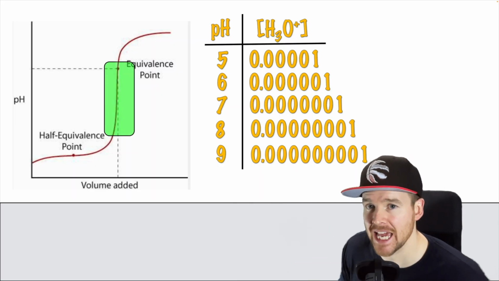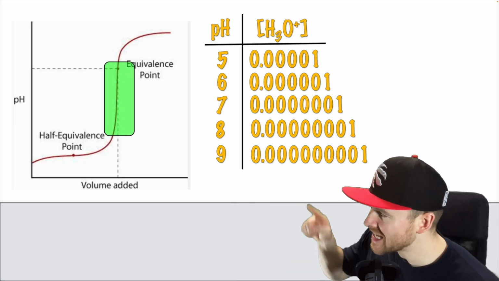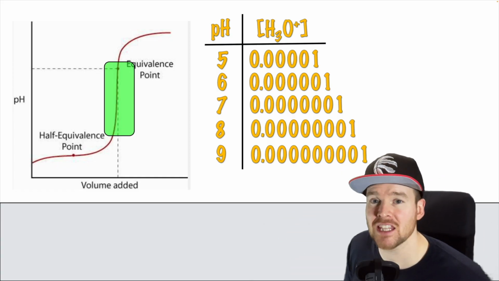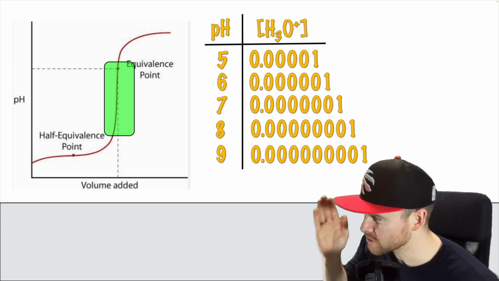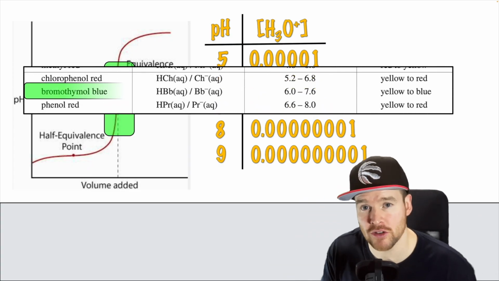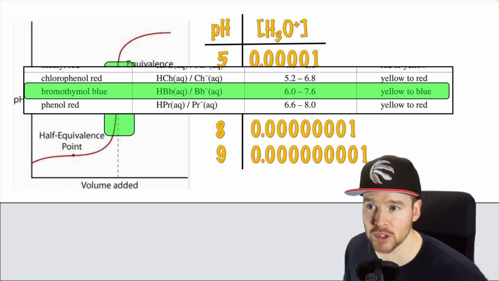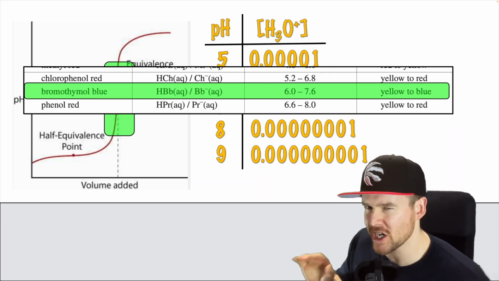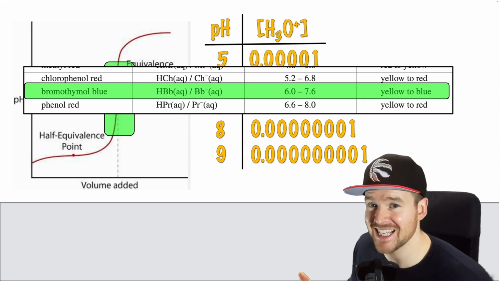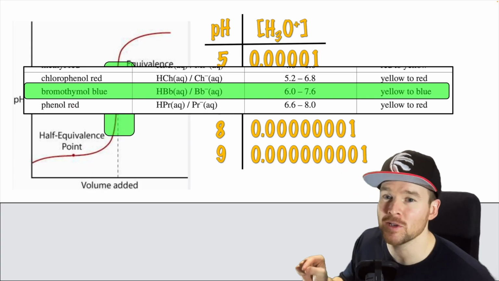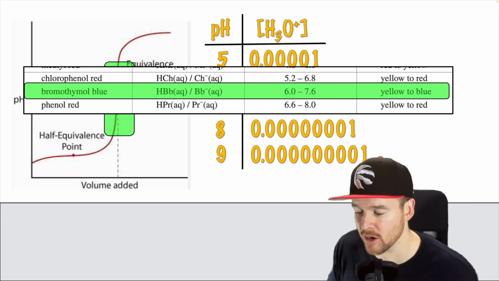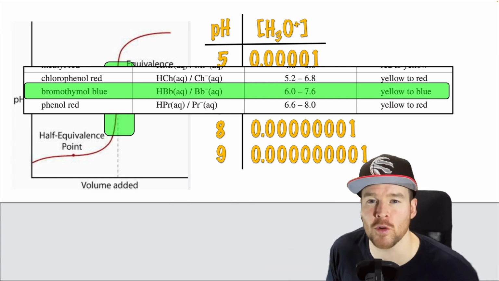So we're going to look for an indicator that is going to change colors in that range, and it doesn't have a very large change in volume added at the bottom of the graph. So hopefully when it changes colors, we're really close to that equivalence point. An example of an indicator on your chart would be bromothymol blue. So that says it goes from yellow to blue, which I tried to show in the animation when we have that change in pH. And this goes from 6, which is a little bit acidic, to 7.6, a little bit basic. That's when the color change would occur. That would be a good indicator for passing through 7, or passing through neutral.